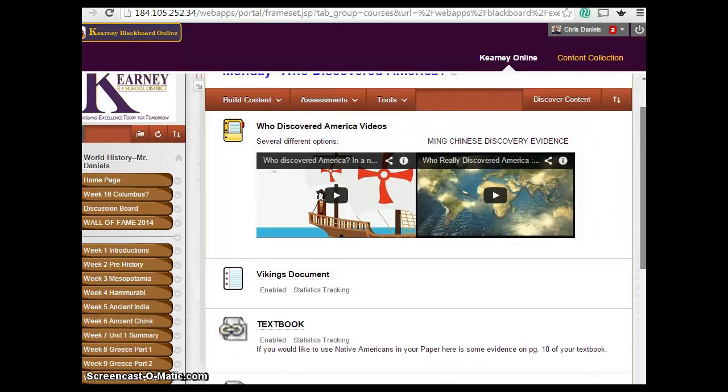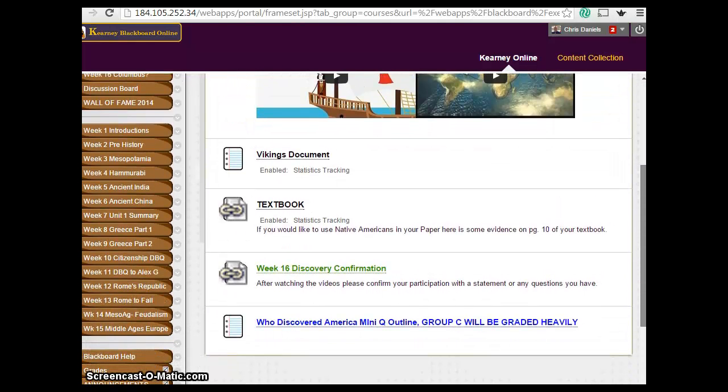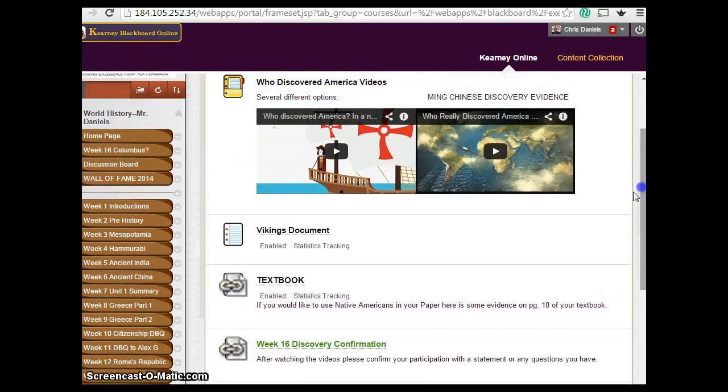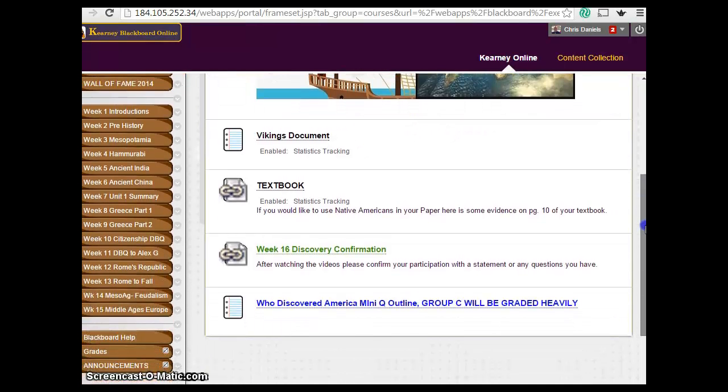If you go down here, you will see that there's a link to the textbook. You're looking on page 10. That's going to provide you with evidence of the land bridge theory. And then finally, the last document is this Vikings document. This document is an opinion document. It is written by an author who advocates that the Vikings discovered America. Many of you, I've heard in the survey, tend to agree with them. But the key part of this essay is going to be defining who discovered America.